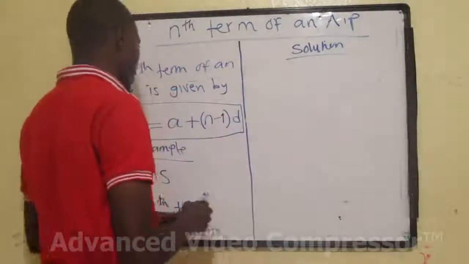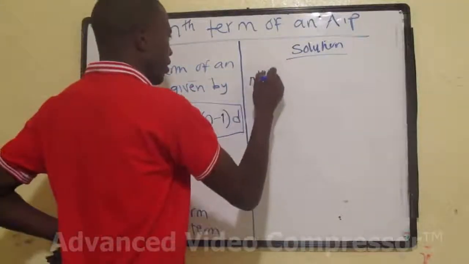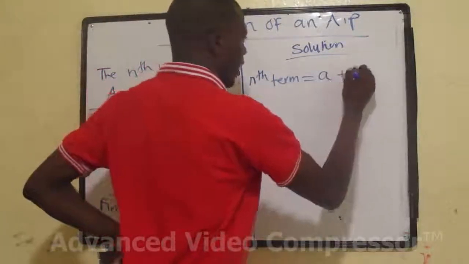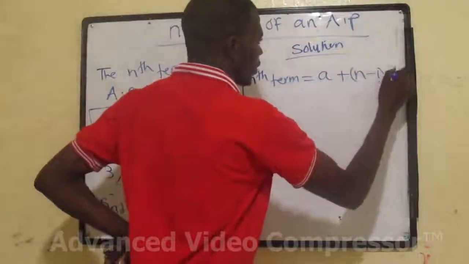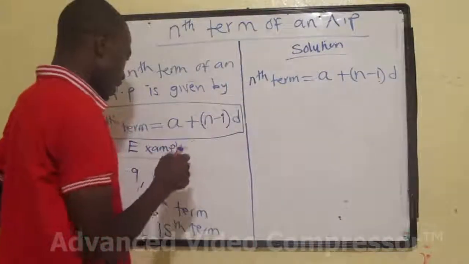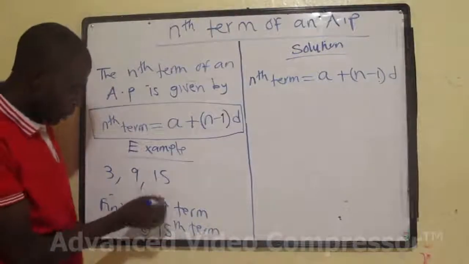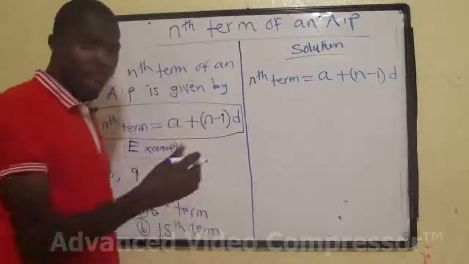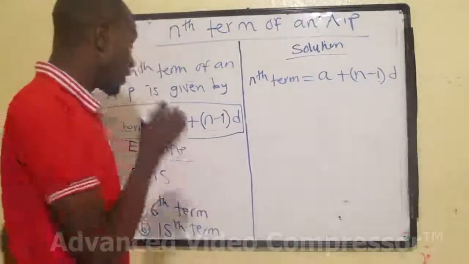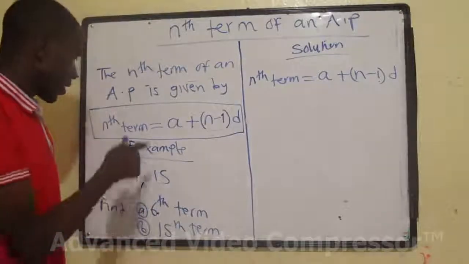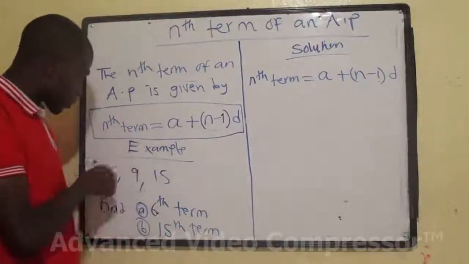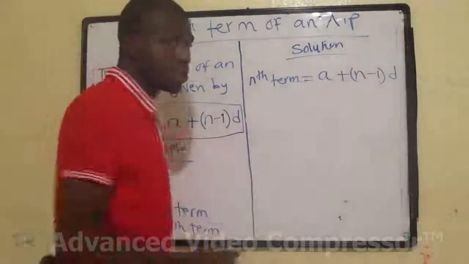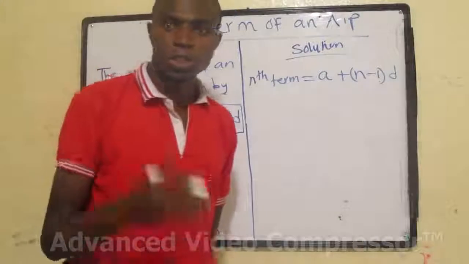So the formula says nth term equals a plus n minus 1, then d. What is n? We are looking for the 60th term. What is a? A is the first term, and in this case the first term that we have here is 3. And what is d? D is the common difference.